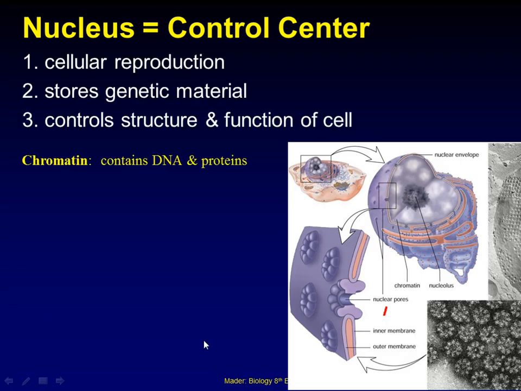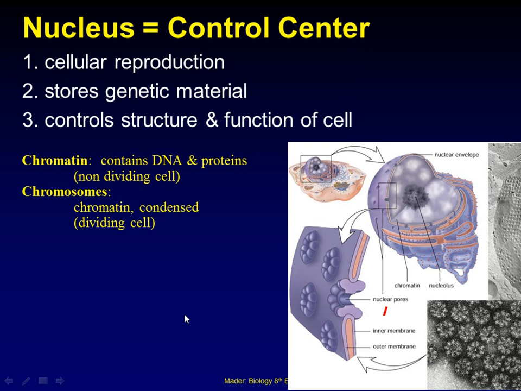So your chromatin is your DNA in a non-dividing cell. Chromosomes would be chromatin that has replicated and condensed, and we can only see chromosomes in dividing cells. We can only see DNA when your chromatin is condensed. So whenever you see a picture of somebody's DNA, whenever you see a picture of a chromosome, know that the cell that chromosome was in had to be going through division, because that's when they condense, right before division.